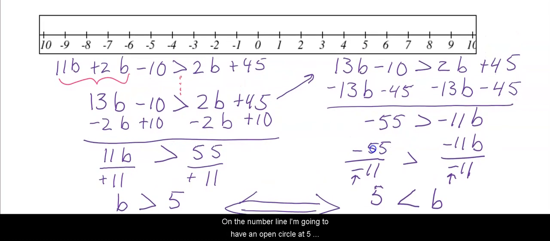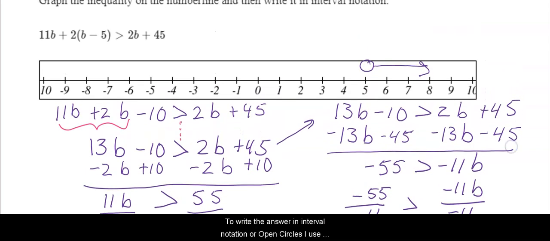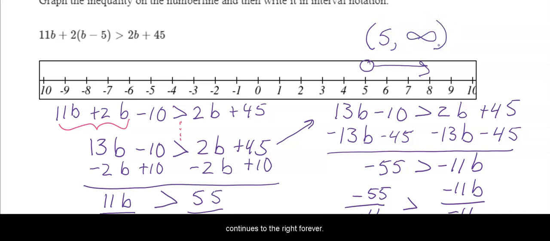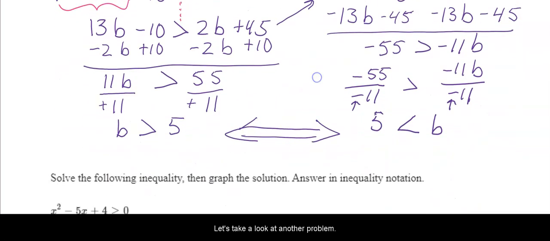On the number line, I'm going to have an open circle at 5 because I don't have the "or equal to." Should I go left or should I go right? The variable is on the wide end of the symbol, which means go right. To write the answer in interval notation, for open circles, I use round parentheses. The number it starts at is 5, and it continues to the right forever, 5 to infinity. Let's take a look at another problem.